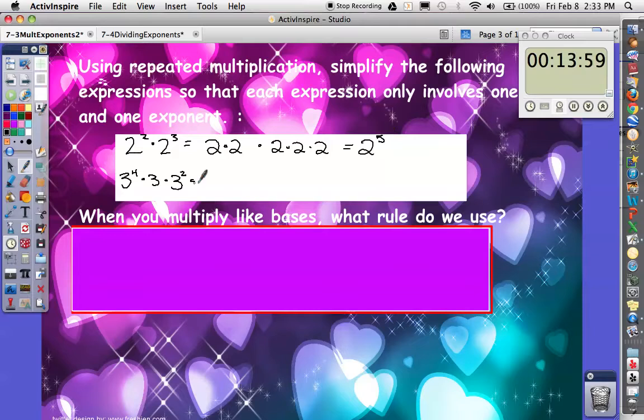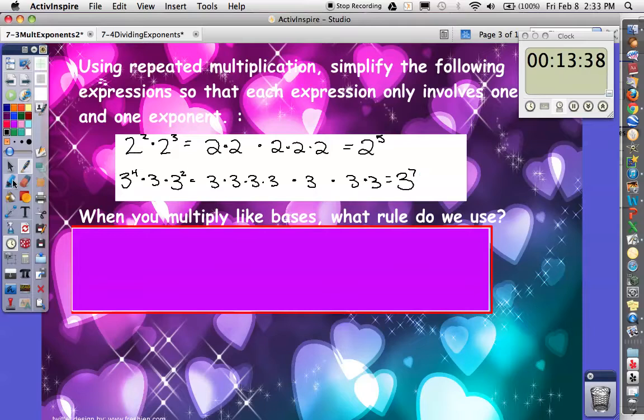On the second one, we write it out. We have 3 times 3 times 3 times 3 for the first base. Then we have times 3 again for the second base. Then we have times 3 times 3 for the third base. I'm talking about each base here. All together, how else do we write this? 3 to the 7th.